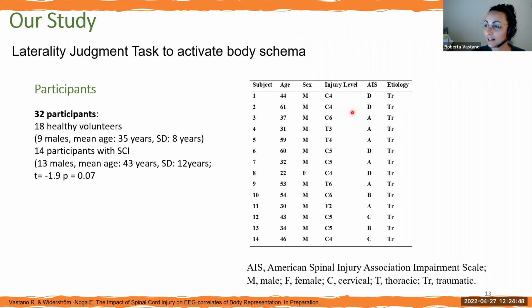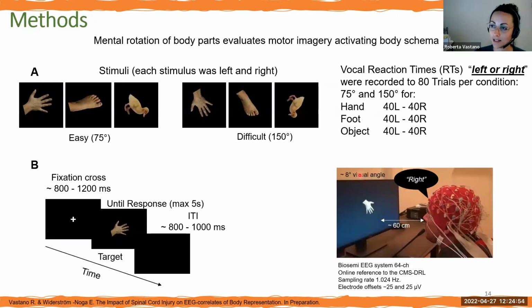They were both cervical and thoracic. They were both complete and incomplete. This is the task that we asked them to perform. So they were presented on the screen with one of these stimuli. There could be a left or right hand, a left or right foot, or a left or right little animal. I would refer in the presentation as object other than animal.